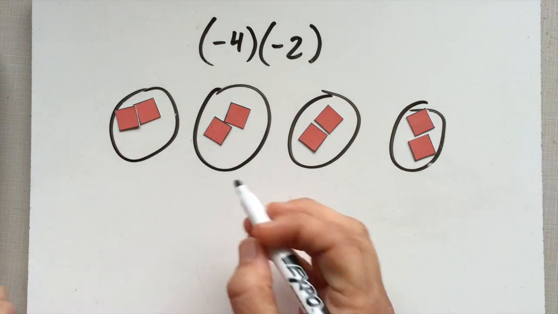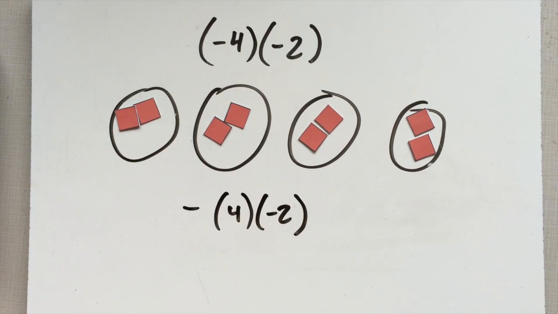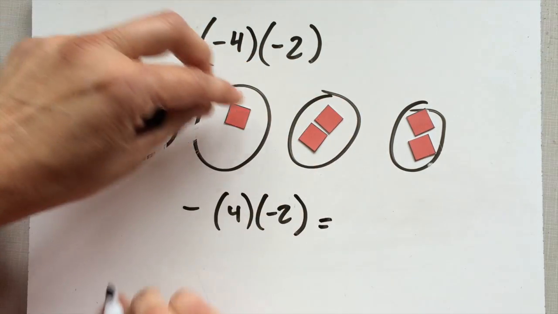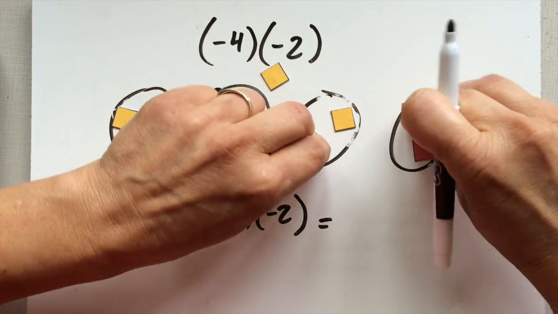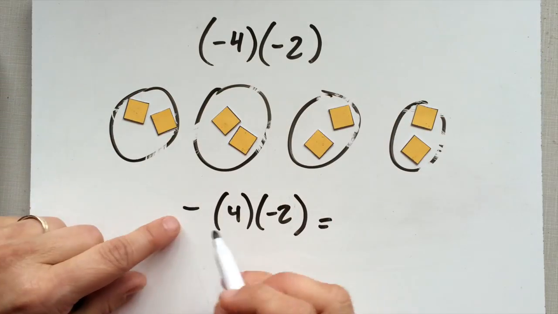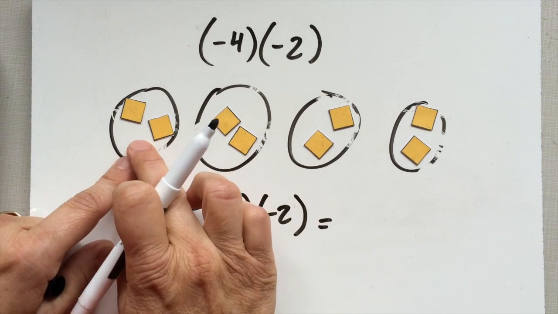This negative sign up front says take the opposite of what I have. So I'm going to take the opposite of every tile. Remember, negative just means take the opposite. So I'm going to take the opposite of all of these tiles because of this negative up front. And I end up with positives.